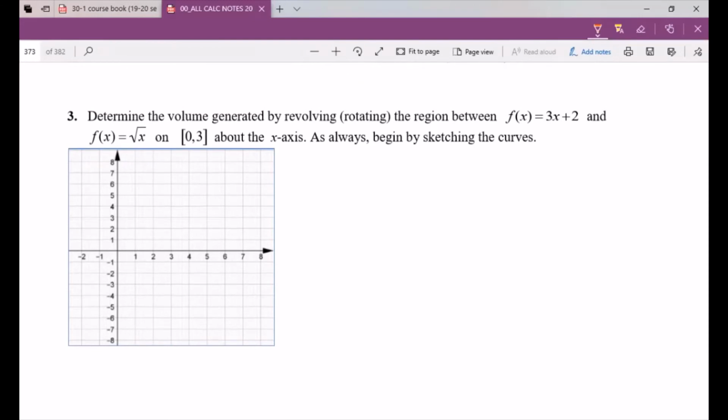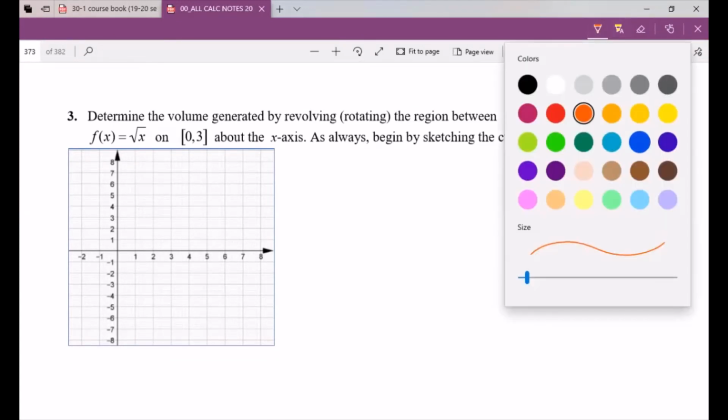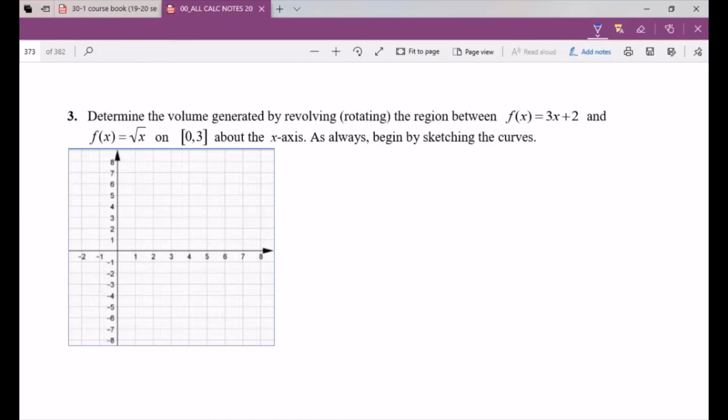But question number 3 is going to do something a little bit different. It says, determine the volume generated by rotating the region between the lines 3x plus 2 and square root x. So this we've already seen before. We have this straight linear function, and the region between that and square root x. So here's square root x, and from 1 to 3, it's going to be this. And we are rotating that area around the x-axis to find our volume.